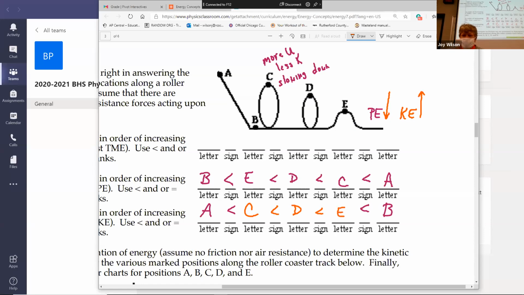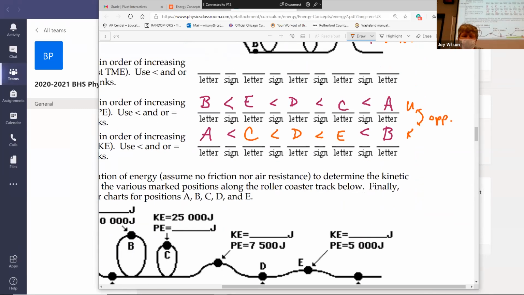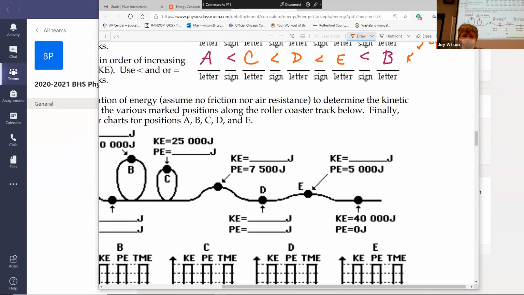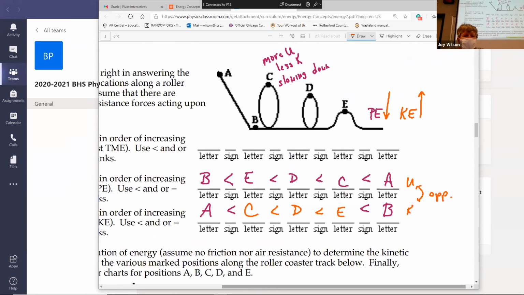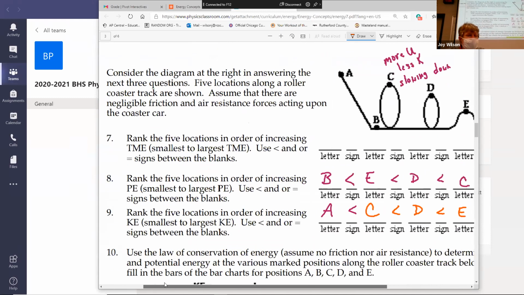So if you'll notice, the kinetic and the potential are exactly opposite of one another. Because when potential goes up, kinetic goes down. So say that again.